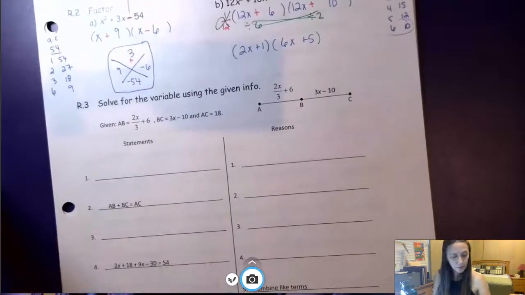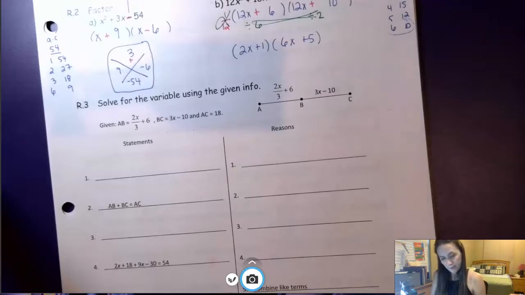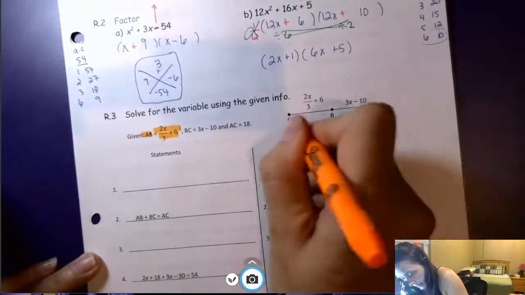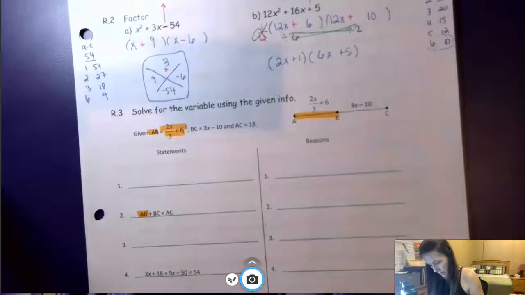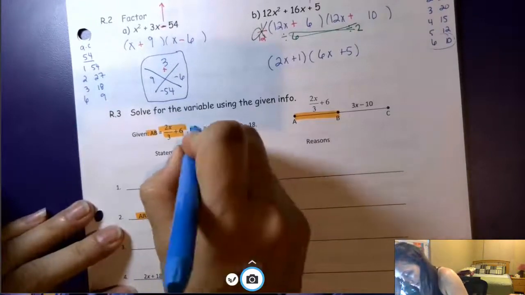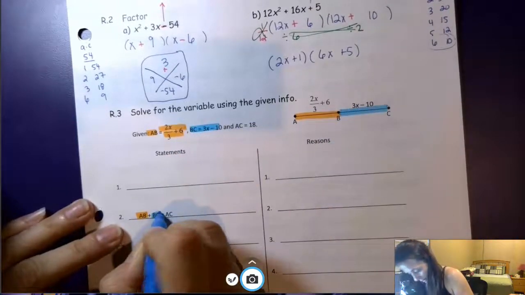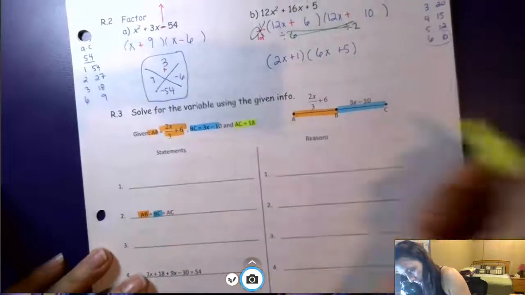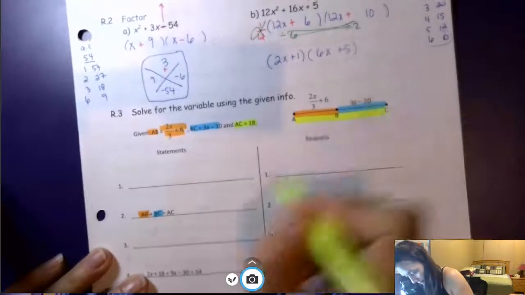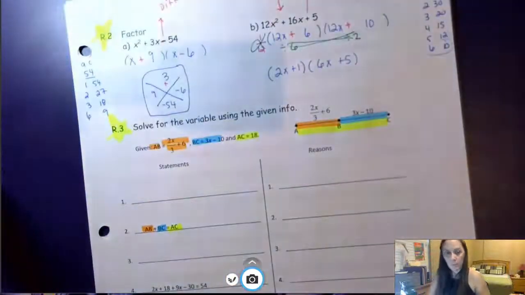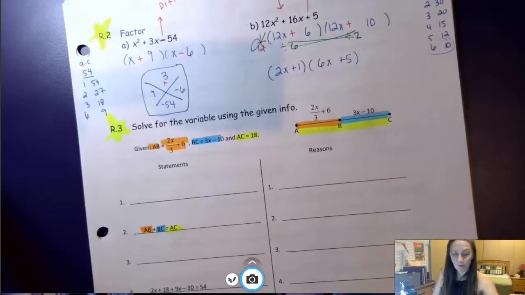Okay, this last thing we're going to do is going to be a proof. I'll try to do it fairly quick. I'm going to use yellow, blue, and orange for a highlighter. I'm going to highlight AB right here, it is right here and right here. I'm going to highlight BC right here, which is right here and right here. I'm going to highlight AC right here, which is the whole length, and it's right here. Also, 2 and 3 should be starred. Those are problems that you will definitely see somewhere else again, so make sure you study them.